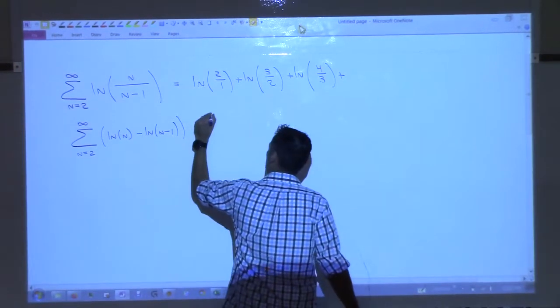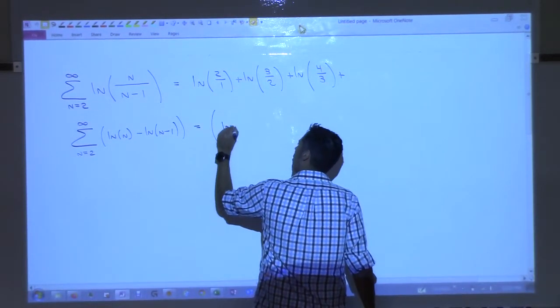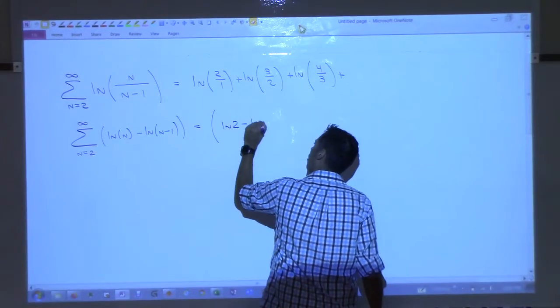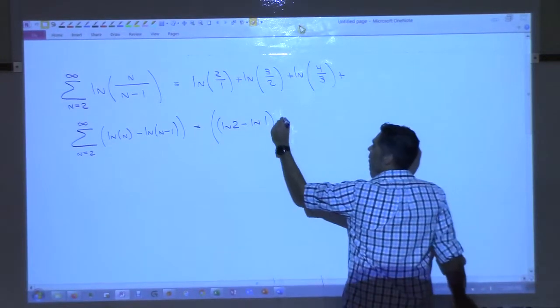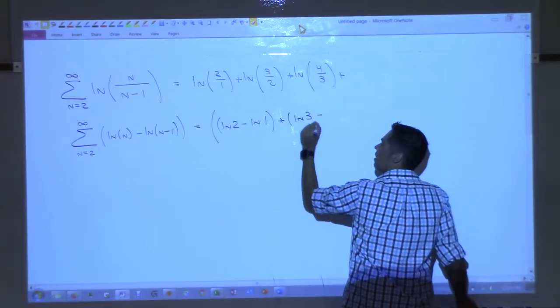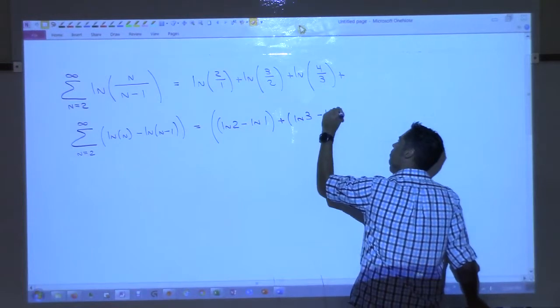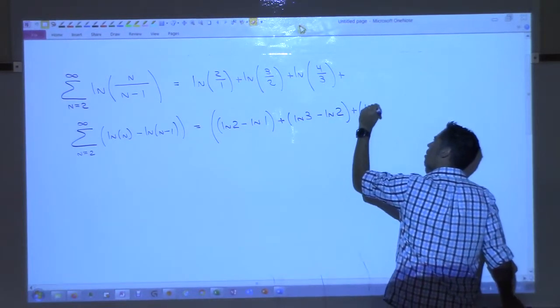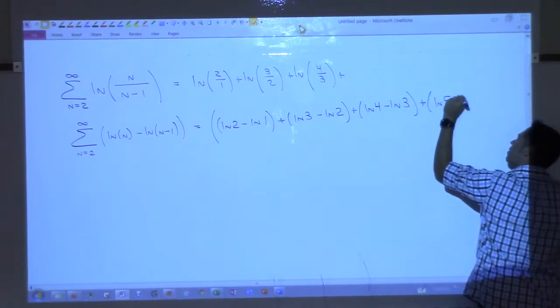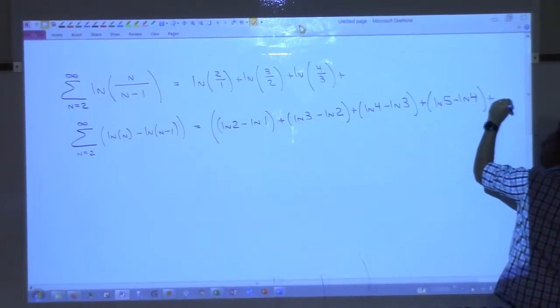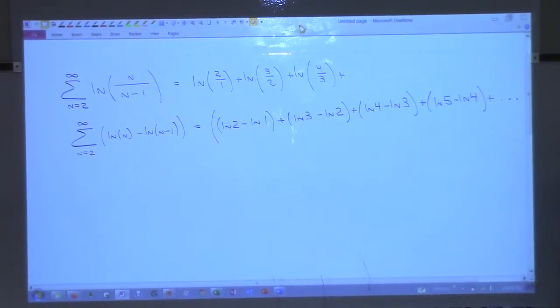This is equal to what? Natural log 2 minus natural log 1, right? That's the first thing you'd get. And then plus natural log 3 minus natural log 2. Plus natural log 4 minus natural log 3. Plus natural log 5 minus natural log 4. Plus dot, dot, dot. Do y'all see the canceling happening here? It's a little easier on this one to see the canceling, I think.